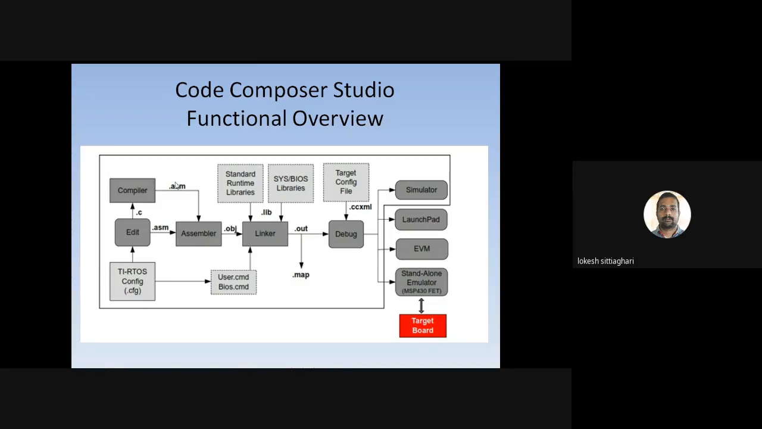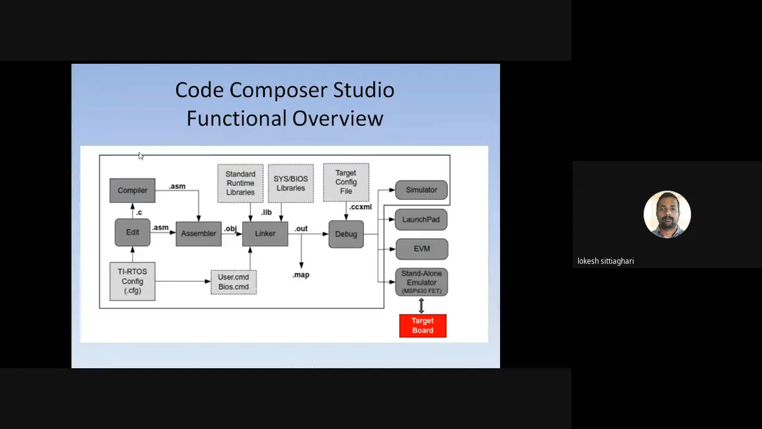The compiler will generate the assembly program, so there we get the .asm. Then the assembler. After that, we have a linker, where we need to link the libraries, BIOS files, and also the .lib. Then this file becomes an .out file, and it has a mapping. So we can debug, and we can put it into the target board like this.